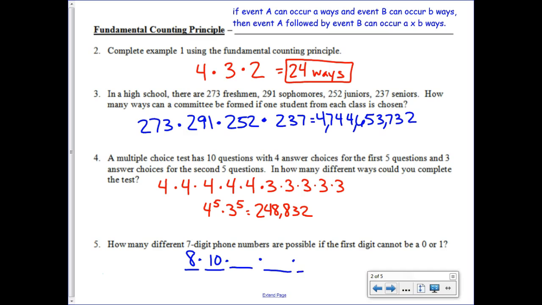So 4, 5, 6, 7. So 10, 10, 10, 10, 10. Or you could do 8 times 10 to the 6th. And we get, you'll notice we got 6 zeros there when we multiplied by 6 tens. So 8 million different phone numbers.